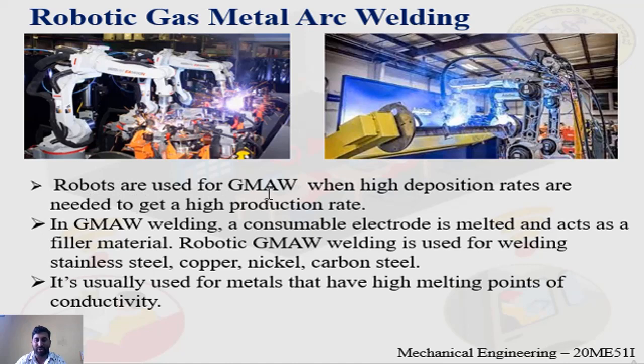Robots are used for robotic gas metal arc welding when high deposition rates are needed to get a high production rate. In gas metal arc welding, a consumable electrode is melted and acts as a filler material. Robotic gas metal arc welding is used for welding stainless steel, copper, nickel, carbon steel. It's usually used for metals that have high melting point or conductivity.